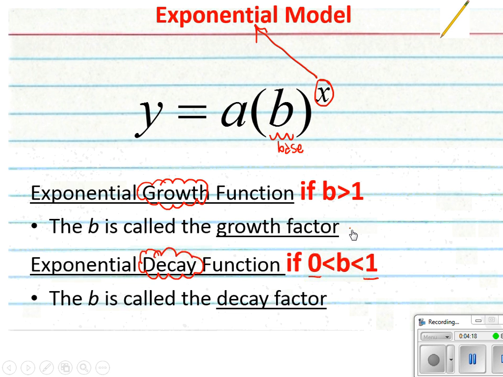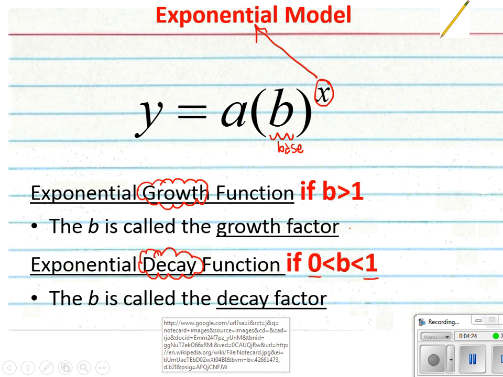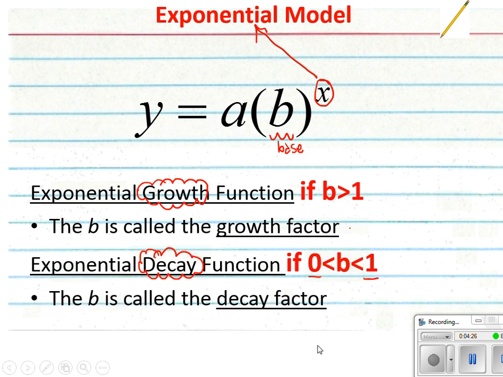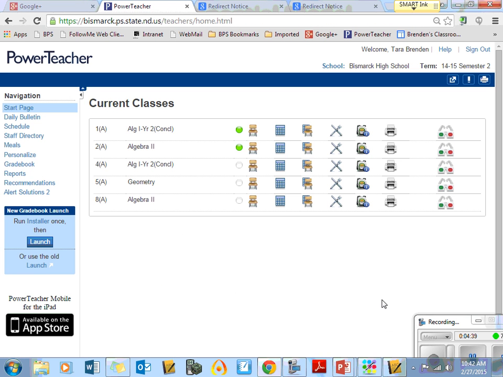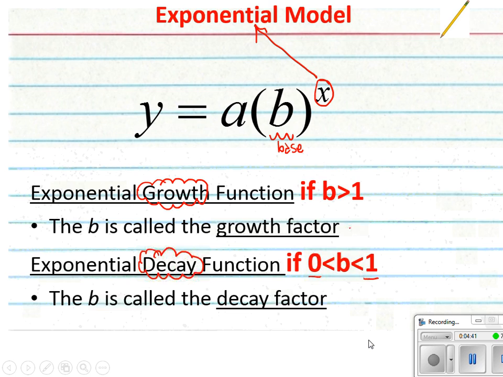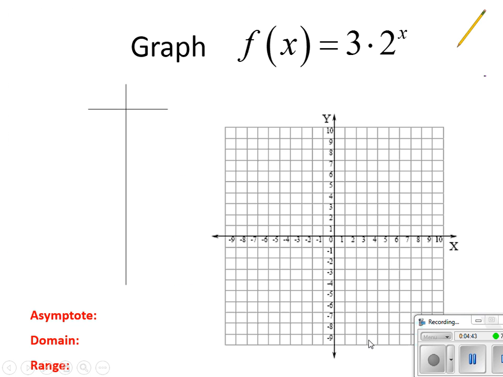If we use decay and it's less than 1 but greater than 0, we call that a decay factor. Okay, so those are the two options that we have. We either have a growth or a decay. Now let's go ahead and graph this function. Okay, let's go ahead and graph this.